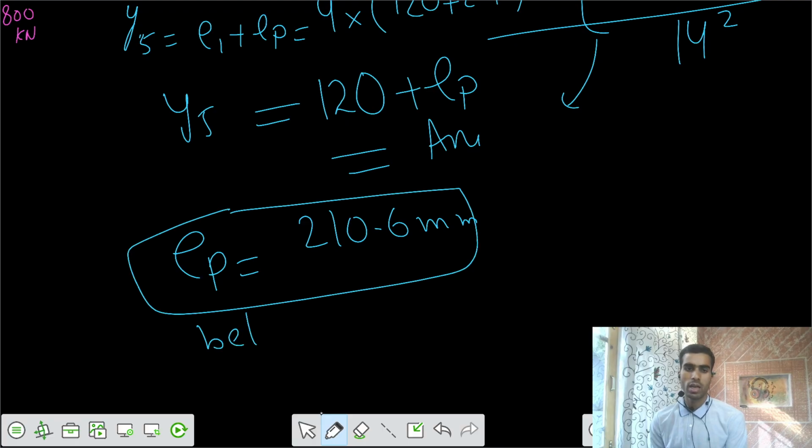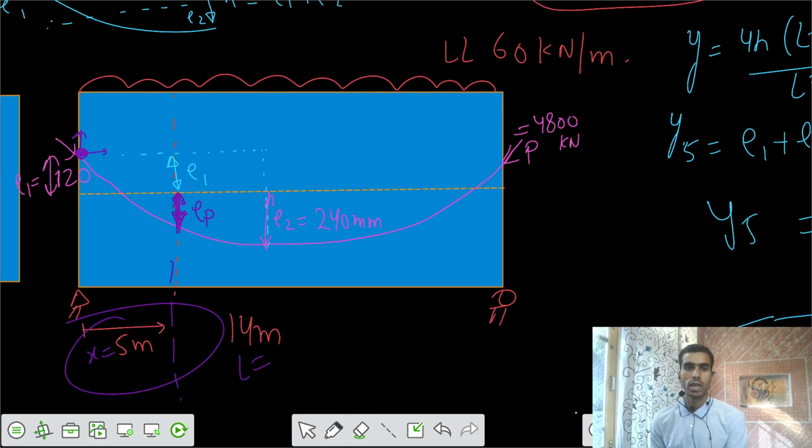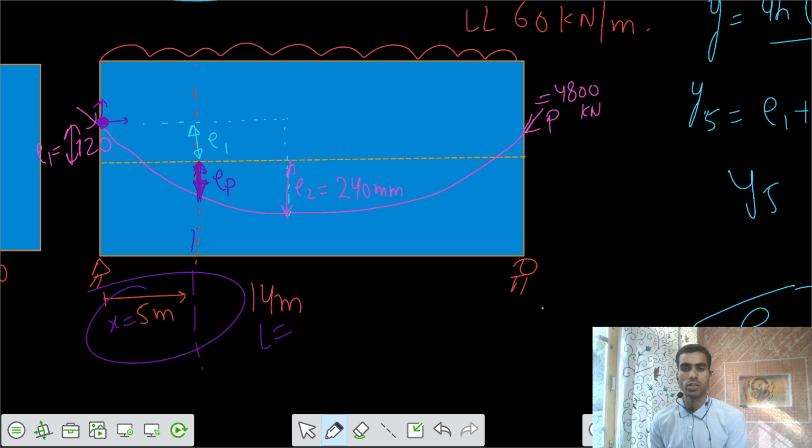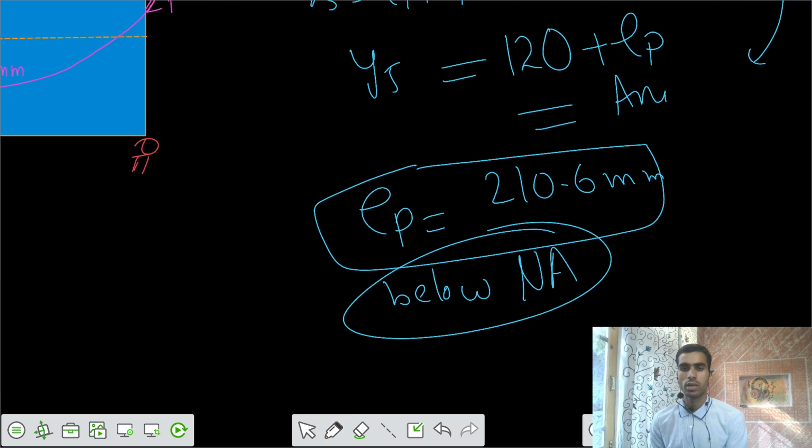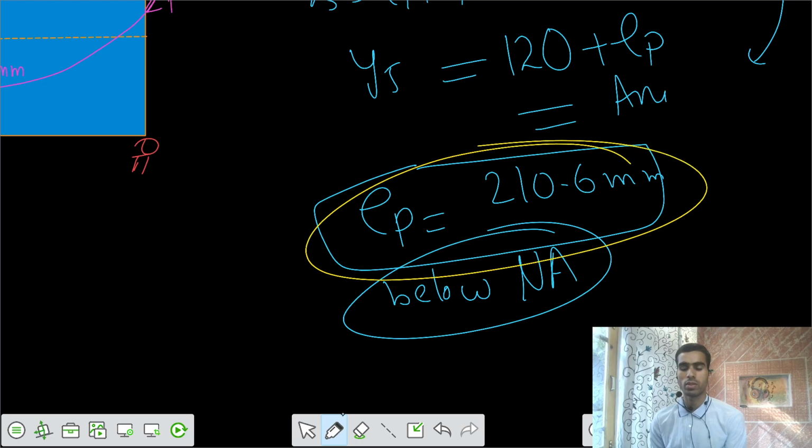We got this positive. That means it's below the neutral axis as per our calculations. So this is below the neutral axis, 210.6 millimeters.